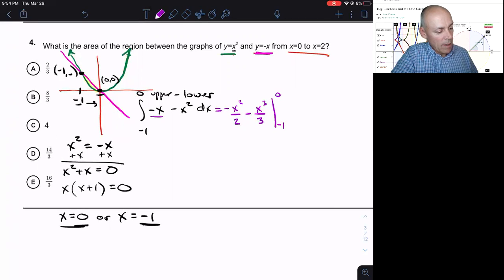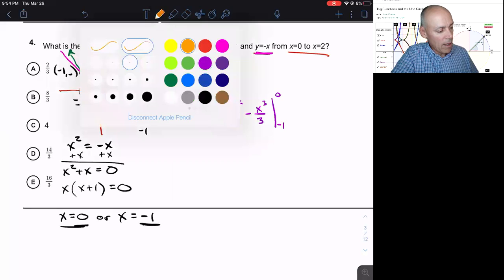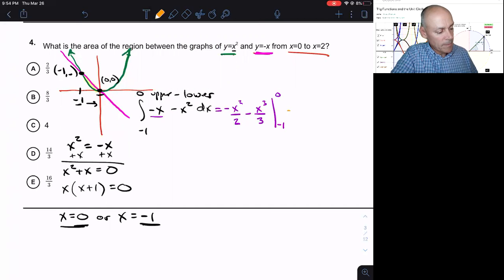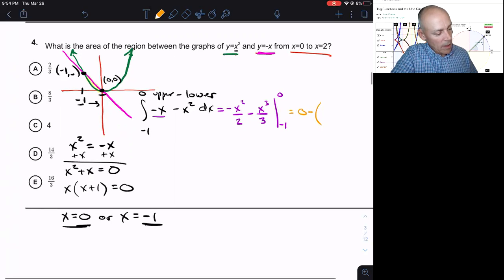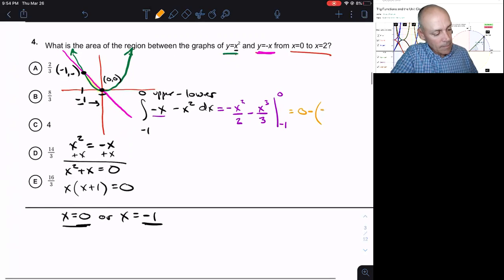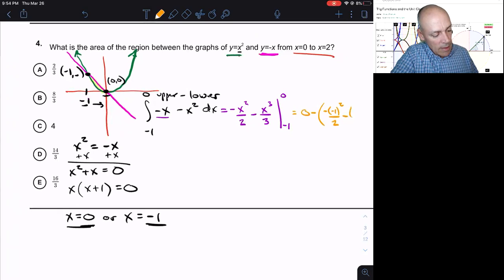Now here's a case where when we plug in our upper bound, we're going to get 0. Minus, and then for our lower bound, we're plugging in -1, it's going to be -1 squared over 2 minus -1 cubed over 3.